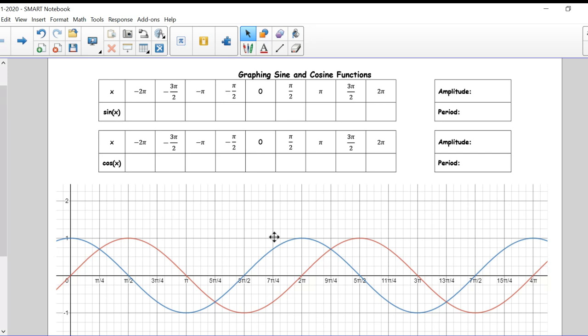I'm going to grab my stylus here. Here are some terms that you should know. One of them is amplitude. Does anybody have a definition of that? And can anybody also tell me what the amplitude is?